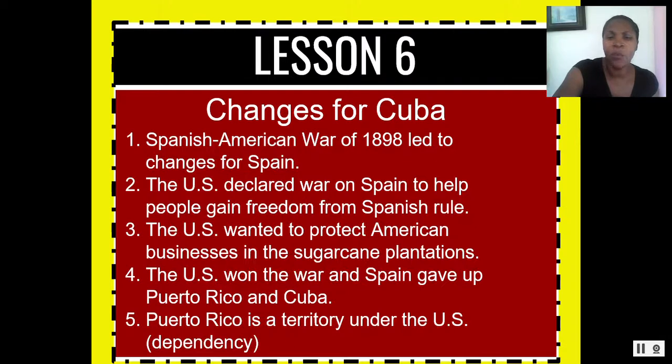But then when the Cubans really looked at what the US was presenting to them as the agreement, the Cubans realized it was kind of a swap. So they were saying, okay, so it's like giving up Spain having us as a colony to become a colony of the US? No, we don't think so.